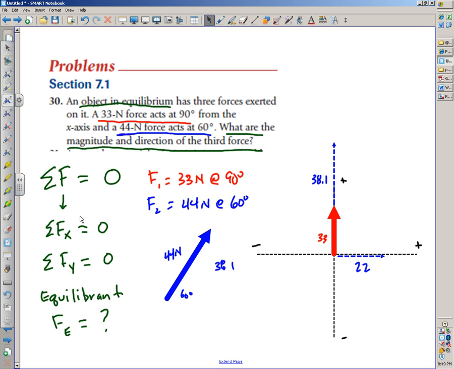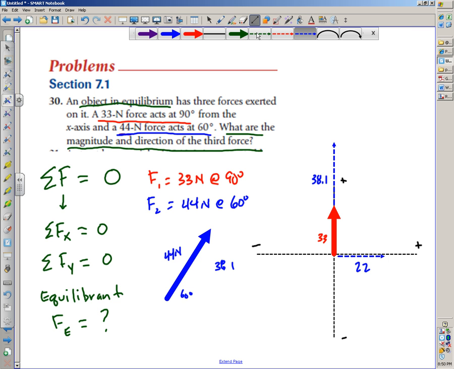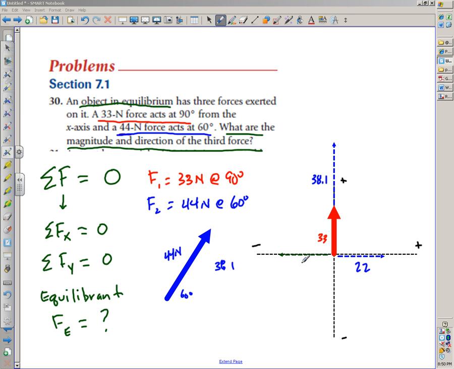We have to have equilibrium on both axes in order to have equilibrium in two dimensions. So the third force has to balance out all the other ones. On the x-axis, it's pretty easy. Looking now at all of our forces on the x and y-axis, there's only one component on the x-axis. So we need to have just one component on the x-axis going the other way, and that one has to be 22, because it has to balance out the other 22.